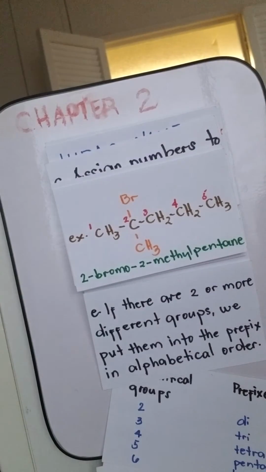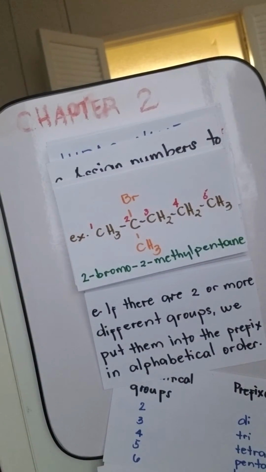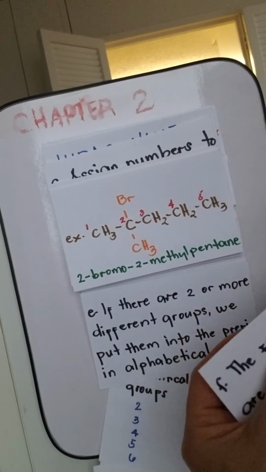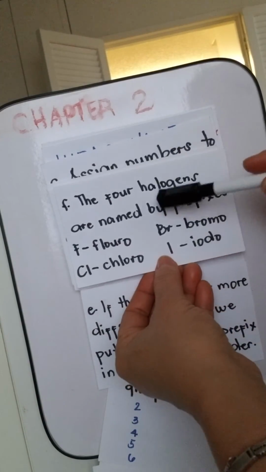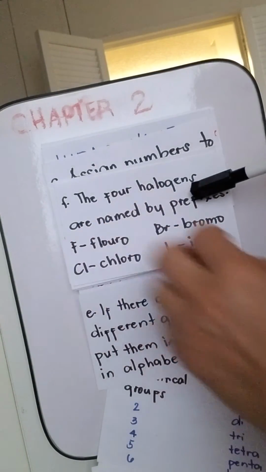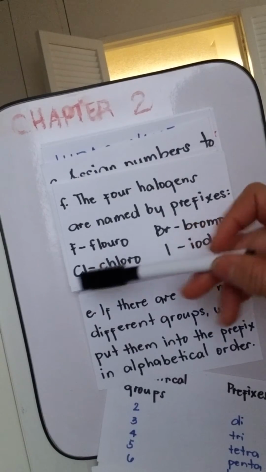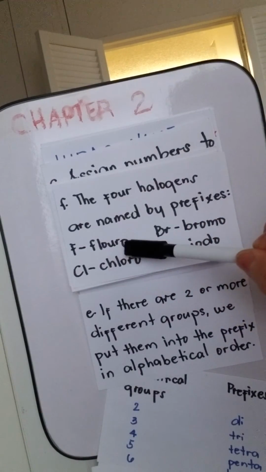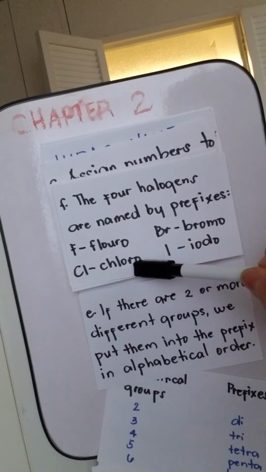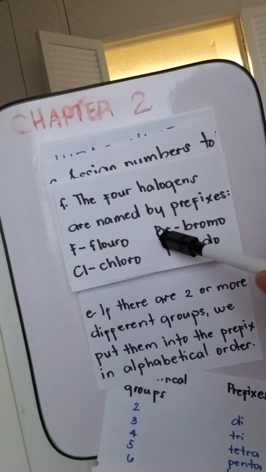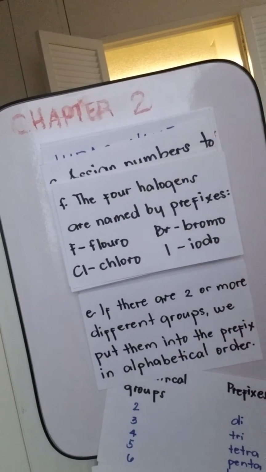And the last way of naming under the IUPAC system for your alkane compound is if we have halogens. This is what I have said. For fluorine, we call them fluoro. For chlorine, we call them chloro, not chlorine. The same thing as for your bromine, bromo, iodine is iodo.